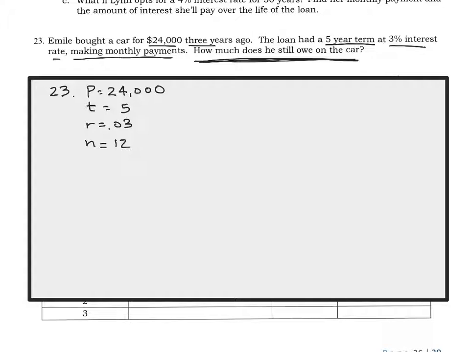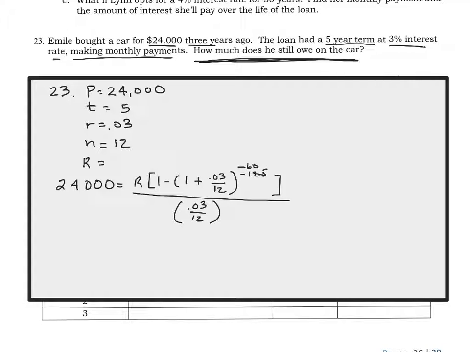Okay, so setting this up, we're finding the regular monthly payments. So we're looking for R. Okay, so setting this up in our loan formula, I'm going to go ahead and pause this and do so. Substituting the proper quantities into the appropriate variable gives us what we see before us. And then, as always, we can figure this amount out first.